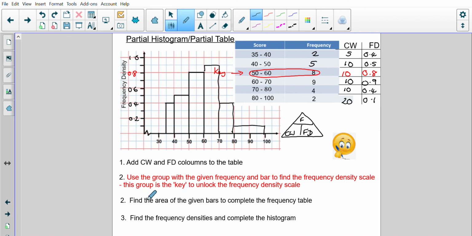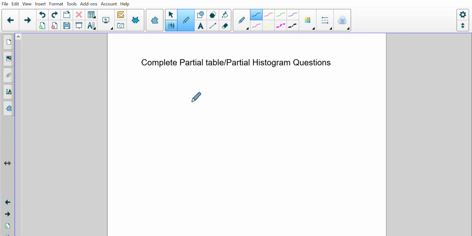So we've been enabled to do the frequencies that are missing in the table and the frequency densities, so we could draw in the final bars to the correct height. I want you now to find the partial table, partial histogram questions and to complete those, please.